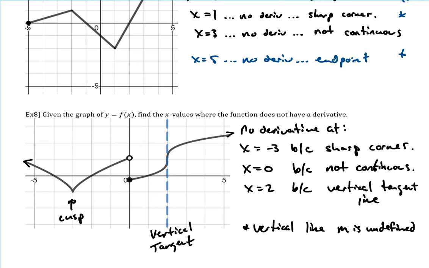And then on the right, I'm assuming there's no solid dot, so it does keep going to the right, and I'm assuming we don't have an issue anymore. Okay, so there's the quick ones.